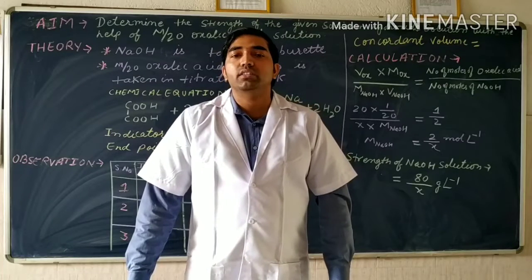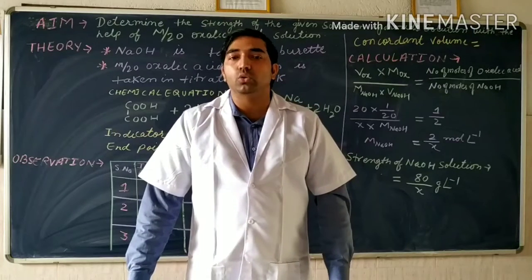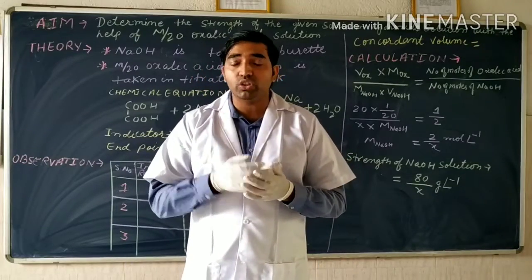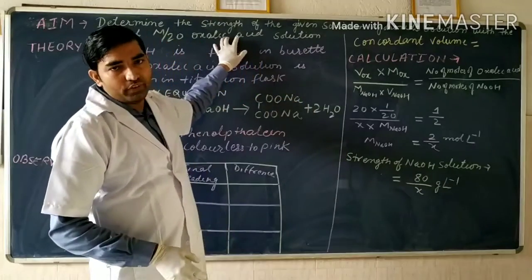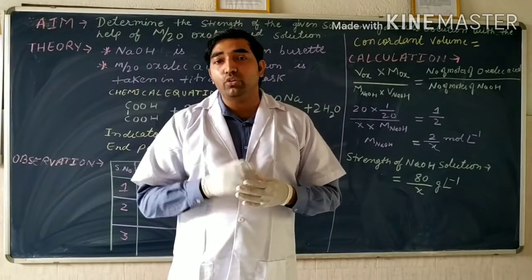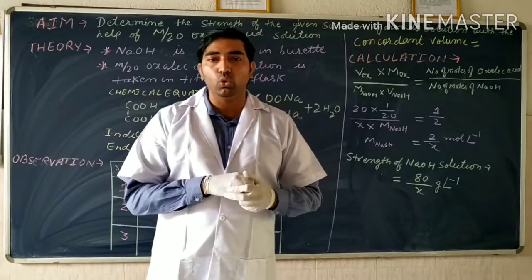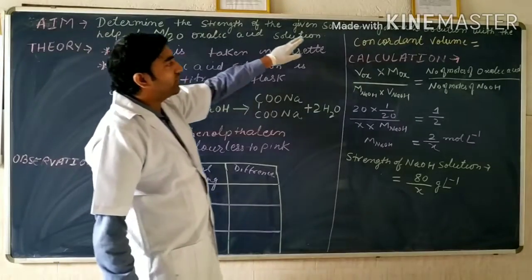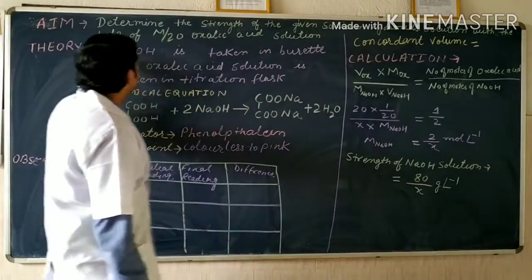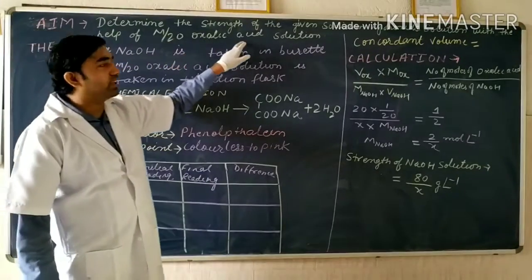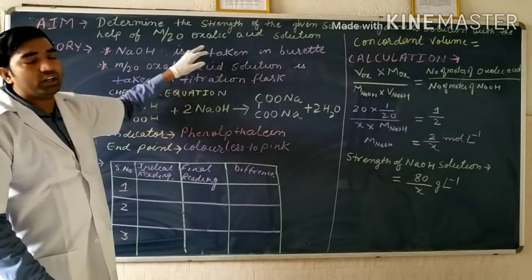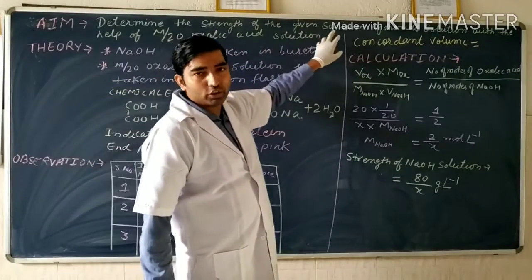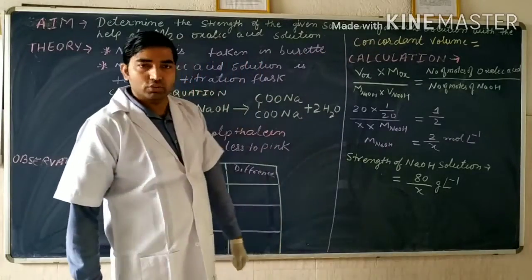In the previous video I discussed how to prepare a standard solution, and in this video I am going to discuss how to prepare a standard solution along with the titration, in which we find the strength and molarity of an unknown solution with the help of a known solution. See, what is the aim? Determine the strength of the given sodium hydroxide solution with the help of M/20 oxalic acid solution. With the help of M/20 oxalic acid solution, whose concentration is known, we have to find the molarity and strength of this given sodium hydroxide solution.